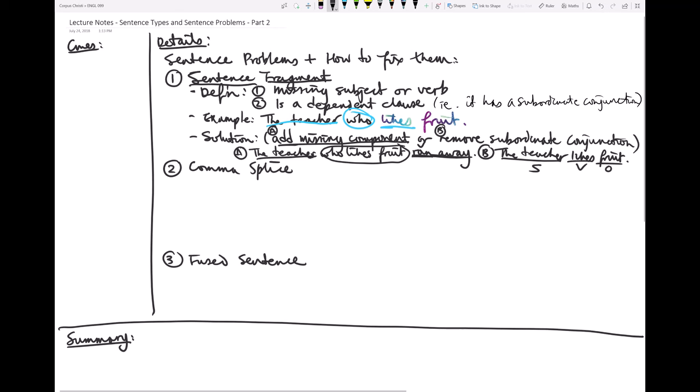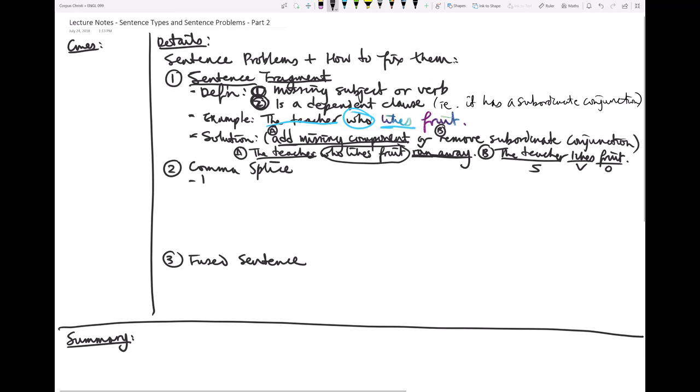So that's how you define a sentence fragment. It's either a missing subject or verb, or it's a dependent clause, i.e. has a subordinate conjunction. We talked about an example, and we wrote a solution. Either add a missing component, if it's missing a subject or verb, or remove the subordinate conjunction. Okay, so that's the first problem. Let's take a look at the second problem.